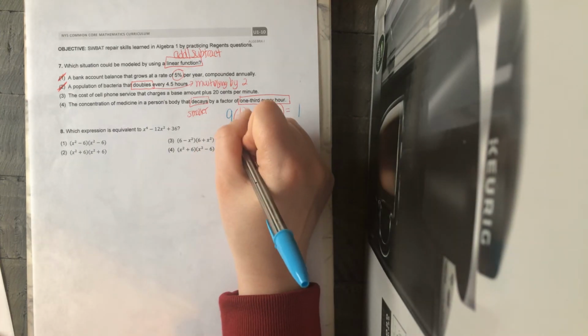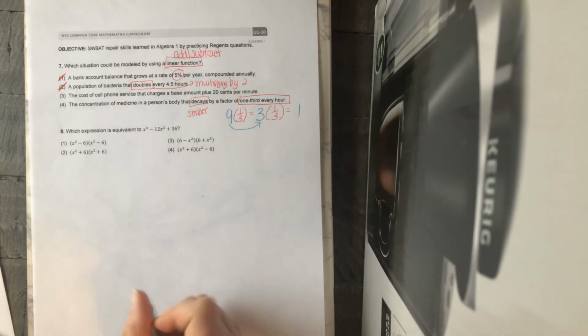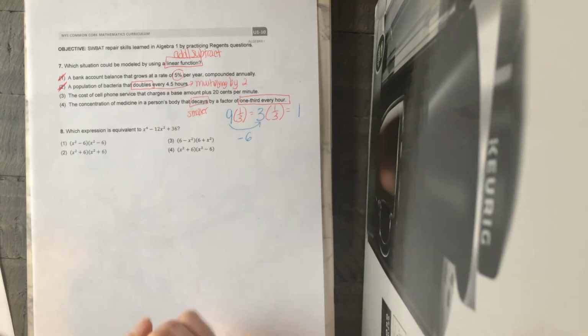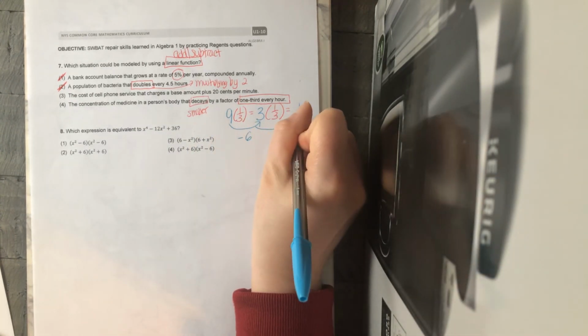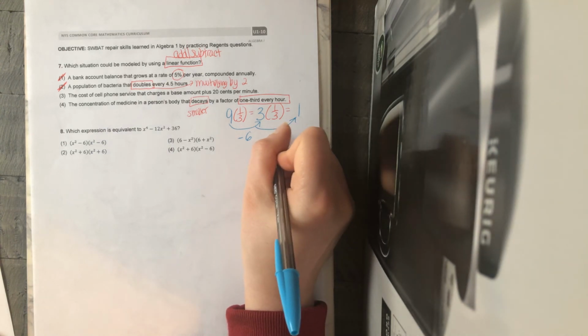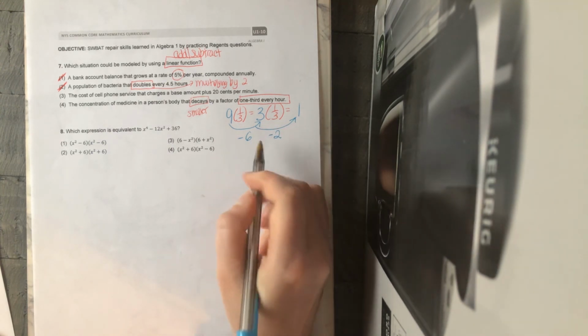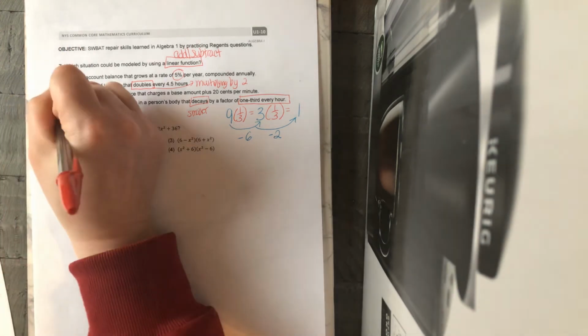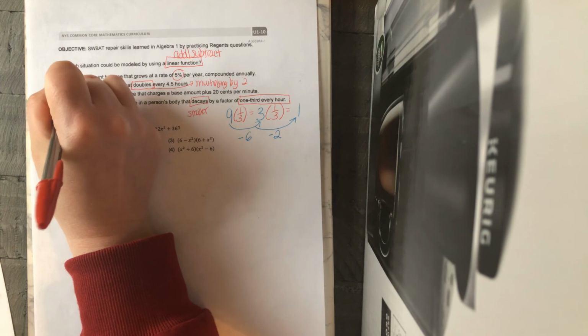So how do I get from 9 to 3? Well, if I were using addition or subtraction, it would be like minusing 6. And then how do I get from 3 to 1? Well, I wouldn't be subtracting 6, I'd be subtracting 2. This does not show me a linear relationship, which means it's also not going to be 4. Has to be choice 3.